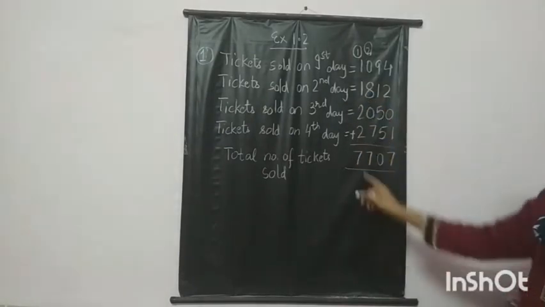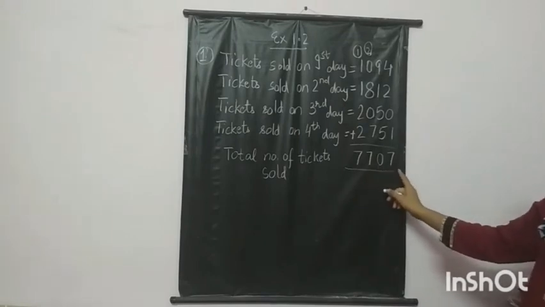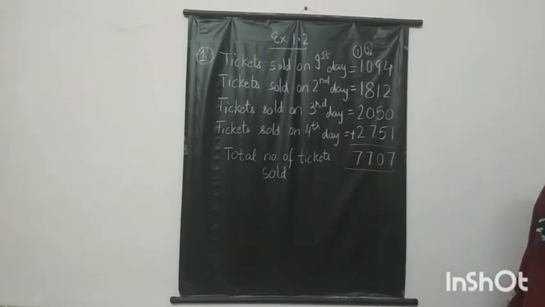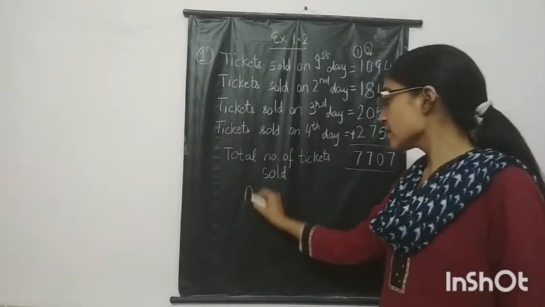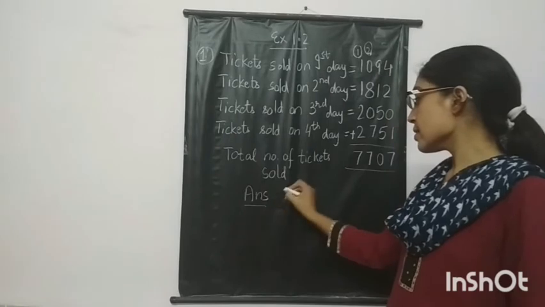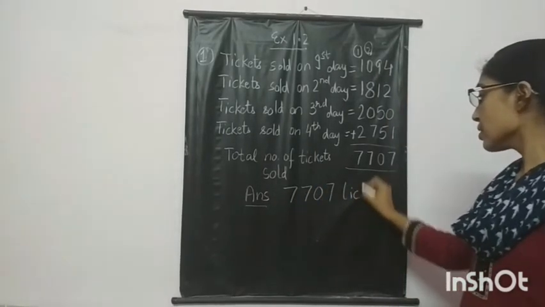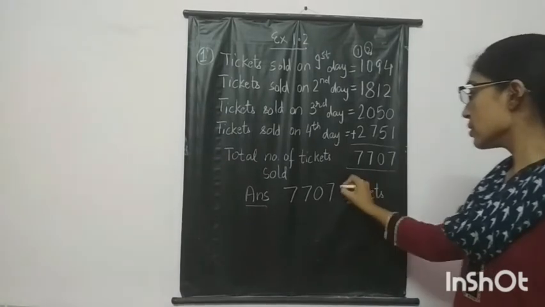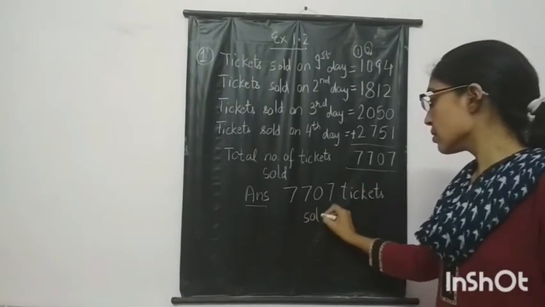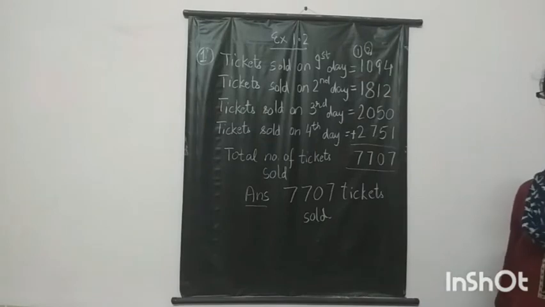So our answer is 7,707 tickets sold in all 4 days. So what is our answer? Our answer is 7,707 tickets sold. I hope this is clear to you.